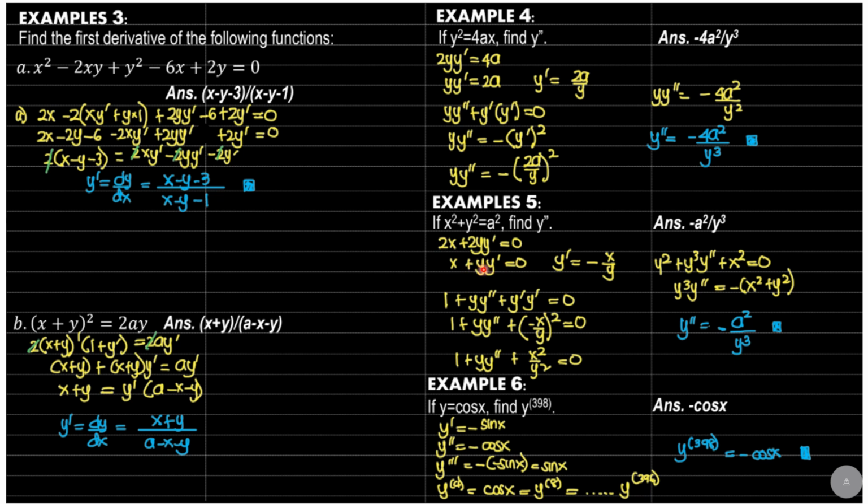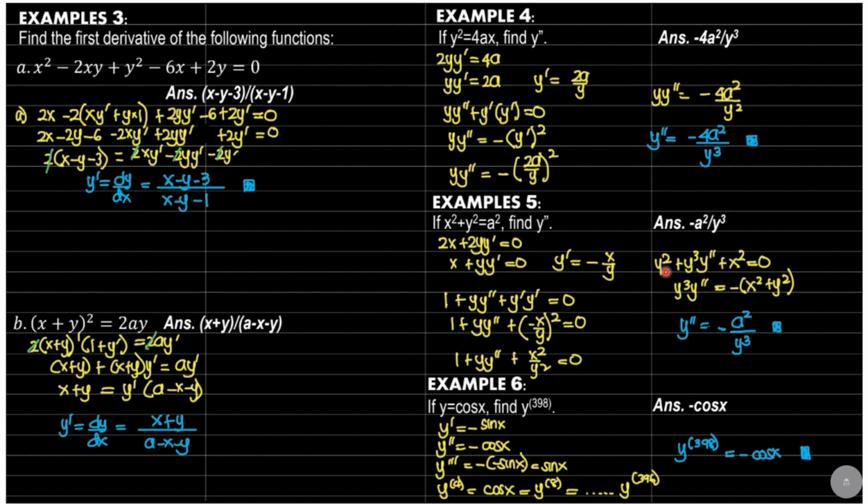Differentiate again with respect to x, so 1 plus first y, derivative of y prime, y double prime, plus second y prime, derivative of first y prime, equals 0. So simplifying, 1 plus y y double prime plus y prime squared, and y prime is negative x over y, quantity squared, equals 0. So 1 plus y y double prime plus x squared over y squared equals 0. Multiply everything by y squared, so y squared plus y cubed y double prime plus x squared equals 0.